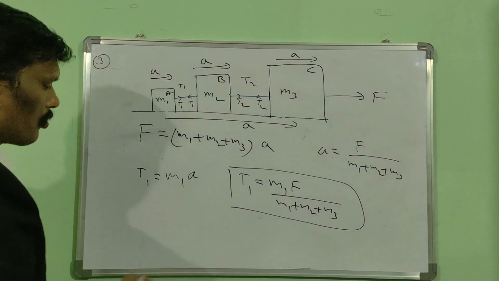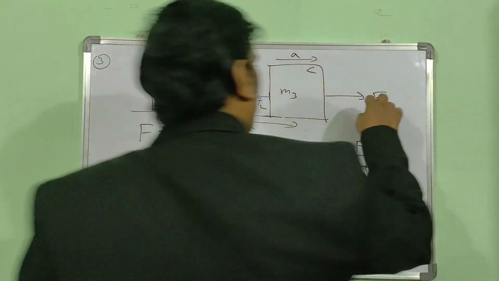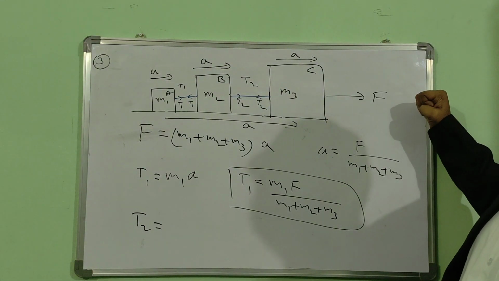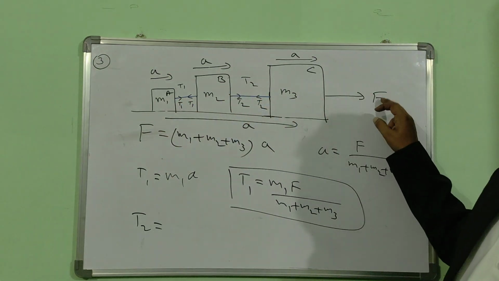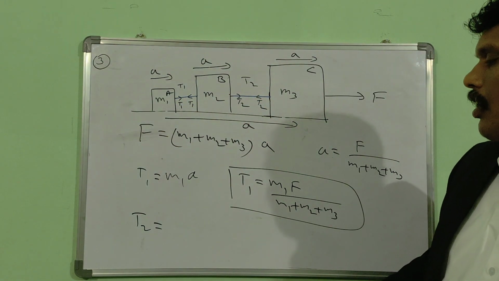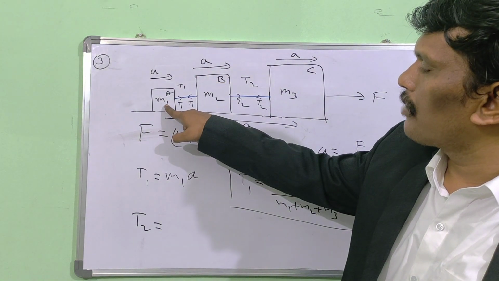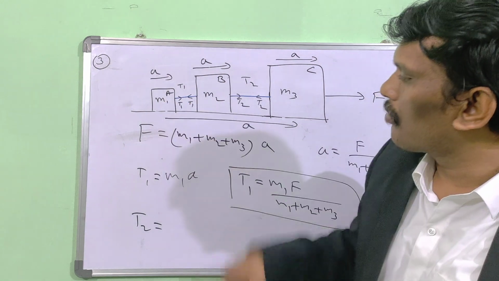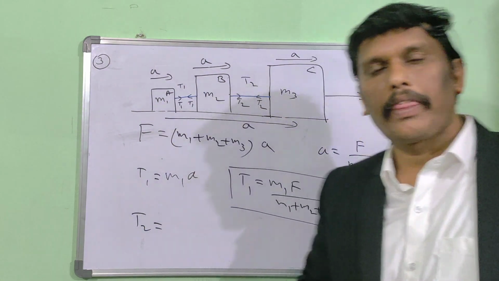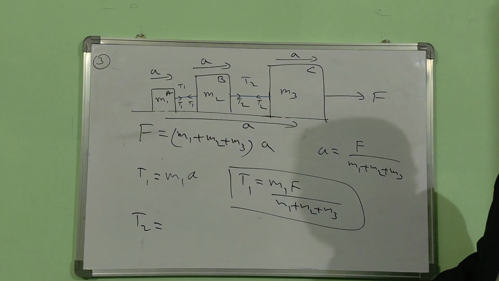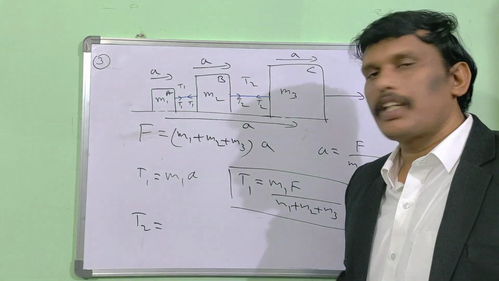How to calculate tension T2 now? Observe here. If force pulls three masses, to calculate force I consider three masses, M1 plus M2 plus M3, because force F is pulling three masses. To calculate tension T1, I use only M1, because tension T1 pulls only one mass M1 and its acceleration A. Mass into acceleration will give the tension force. Tension is also a force. That is according to Newton's second law, the F equals MA formula I wrote here.